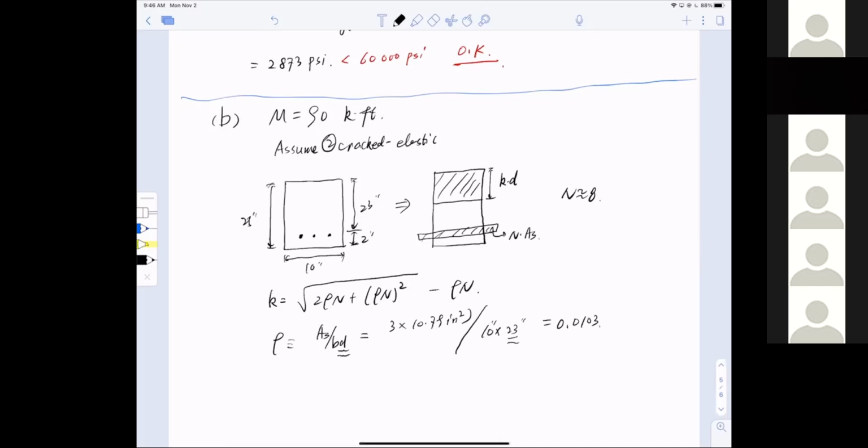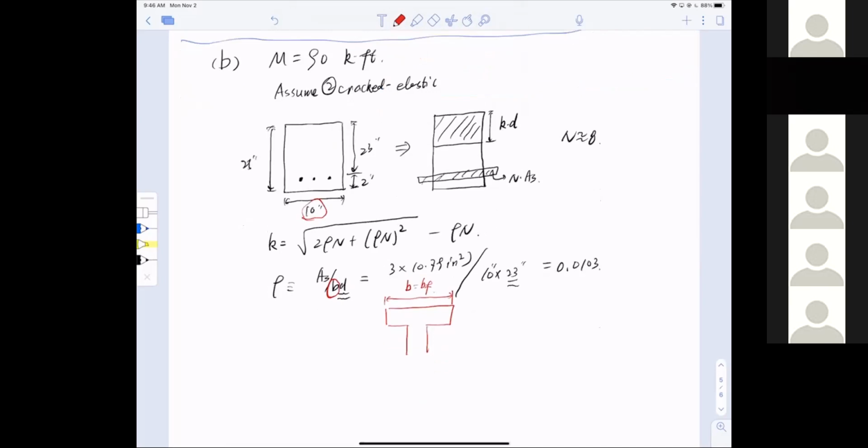I want you to be careful on this b width here, because right now I have a rectangular section. If I have a T section or I section, this b is not the web. This is the flange, I mean, the gross, very big, large section. So whenever you see an I or T-beam section, it is always the widest distance. Anyhow, I come back.